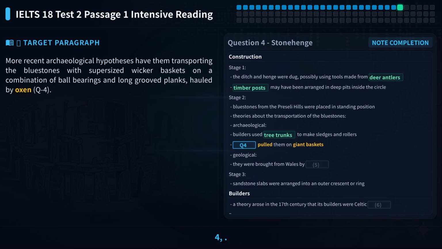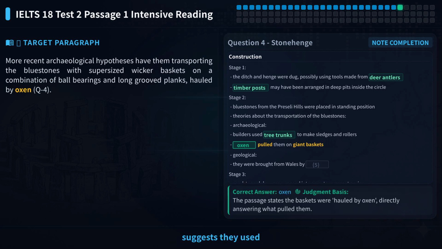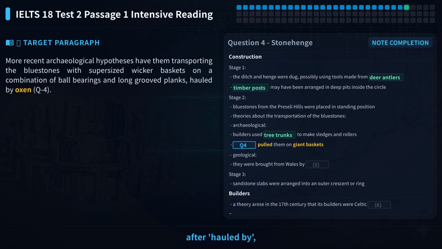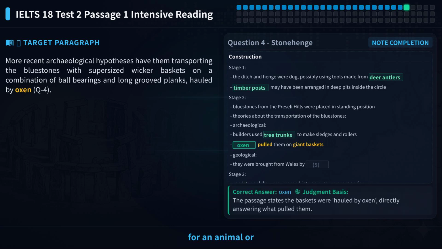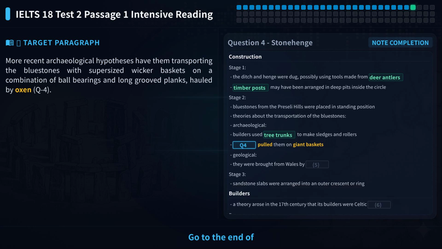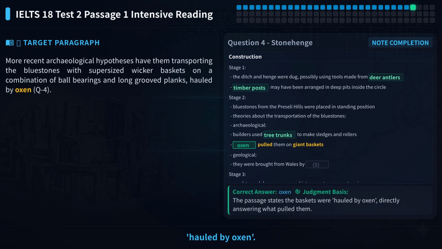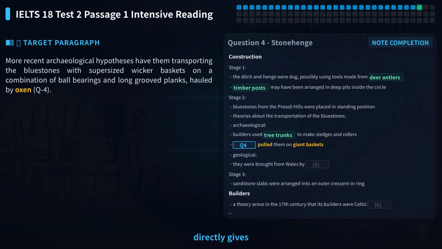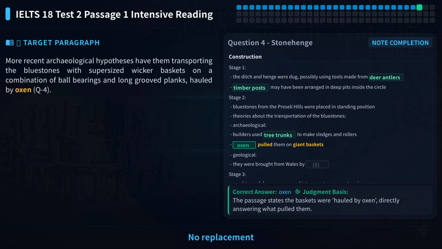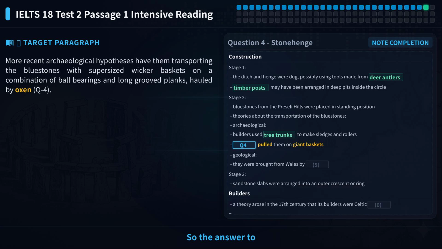Let's look at question 4. The statement says a more recent hypothesis suggests they used huge wicker baskets with ball bearings and long grooved planks, and were pulled by what to move the bluestones. The blank comes after hauled by, so we need a word for an animal or a force that pulls things. Go to the end of paragraph 4, we see the phrase hauled by oxen. The original text directly gives the word oxen. No replacement is needed. So the answer to question 4 is oxen.